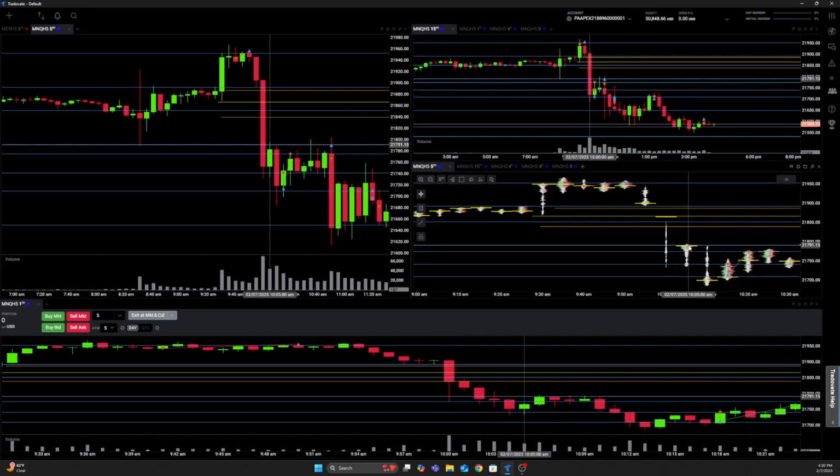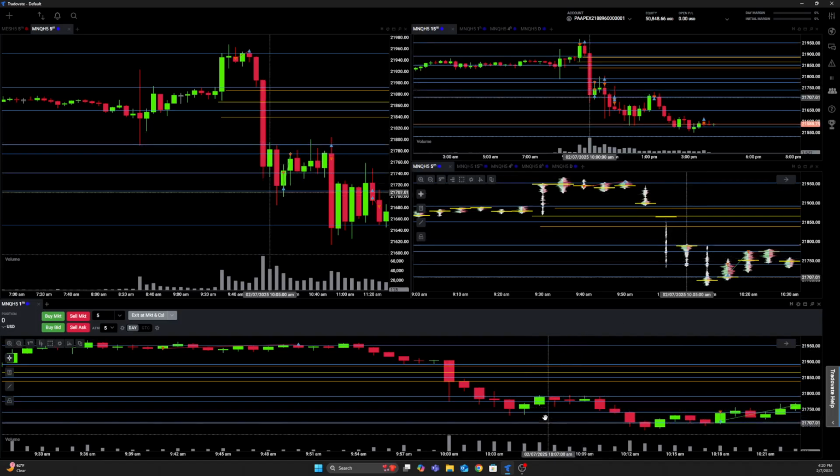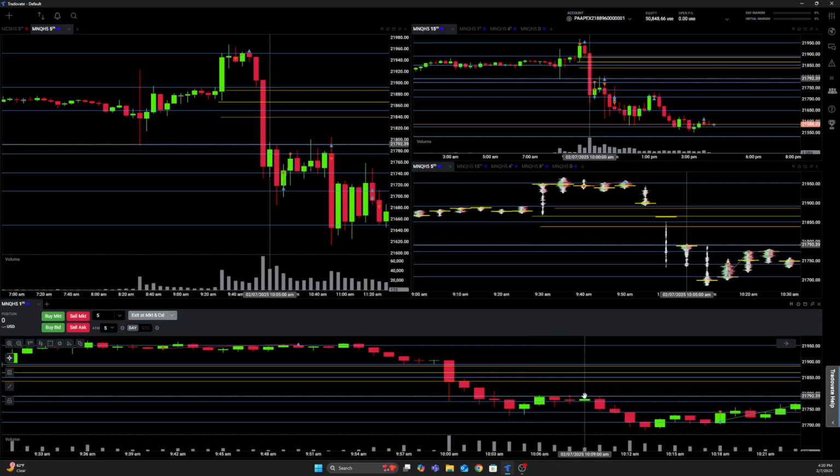We came up, we retested this level. We see that point of control on the 5 minute right at that level. We see some weakness, right? We have a move up and then we have a decline in volume as we test and try to break above, but cannot break above that level.